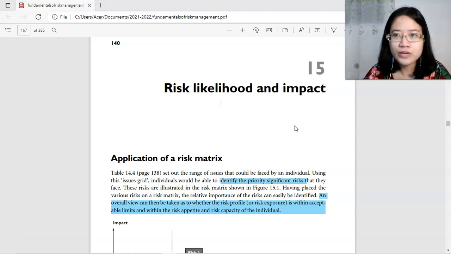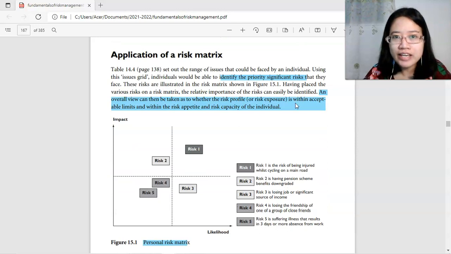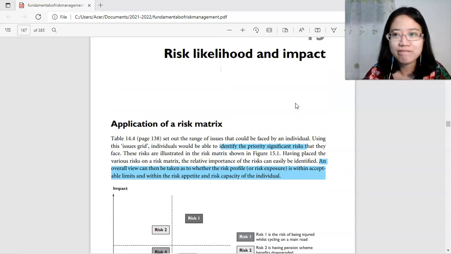Hello, this is for the subject risk management, and the topic for this video is risk, likelihood, and impact. So this is chapter 15 on our online resource. Okay. So for the application of a risk matrix, again, topic: risk, likelihood, and impact.